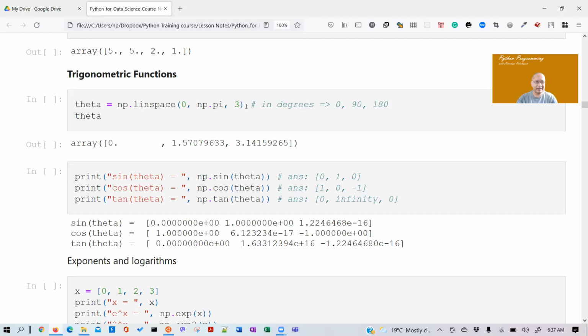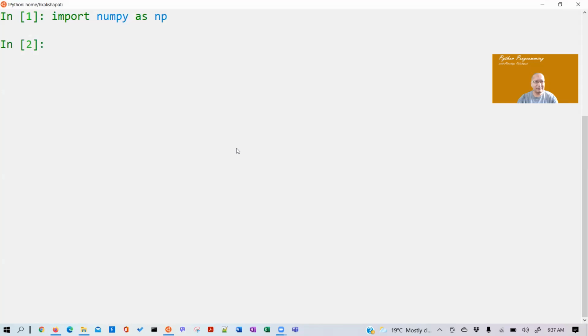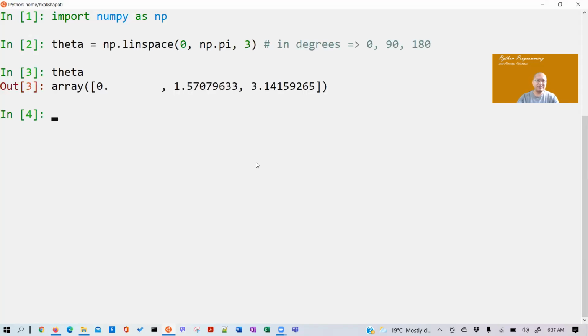What is linear space? So I'll just copy this rather than typing it out. So theta equal to np.linspace 0 to pi, 3. So from 0 to pi, 3 points means 0, pi over 2 and pi. With 3 points they should be equidistant, so we get 0, pi over 2 and pi. The value of pi is 3.14159, whatever.